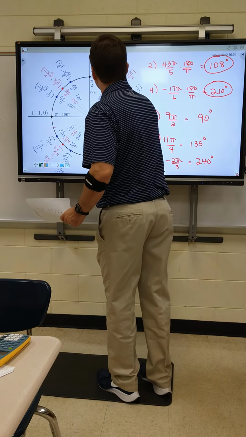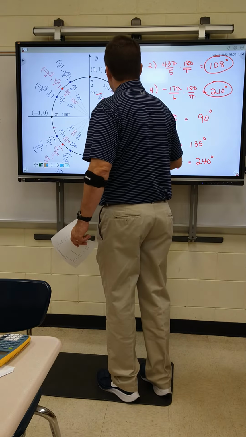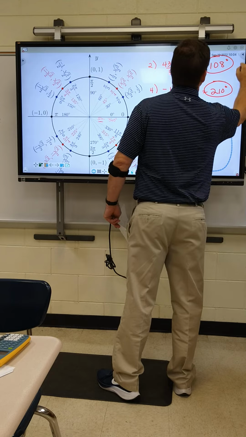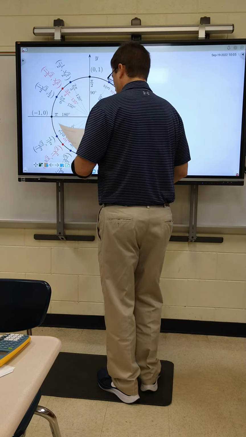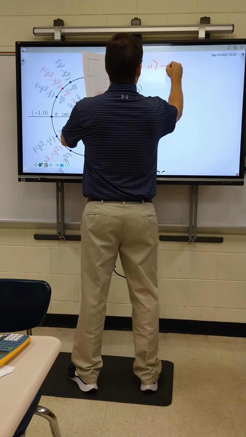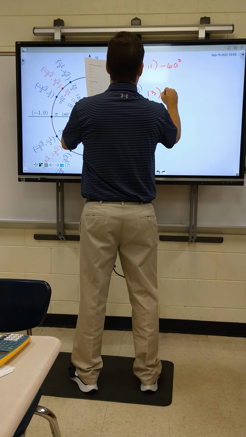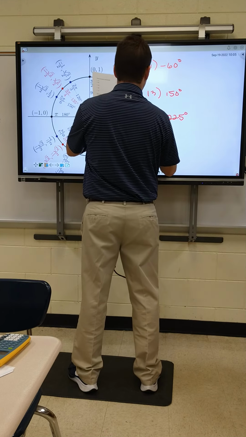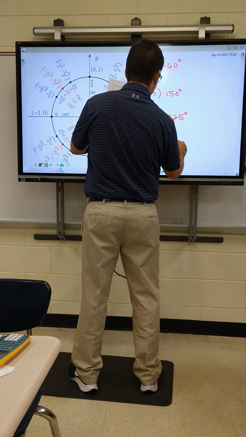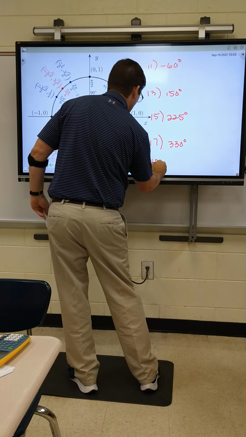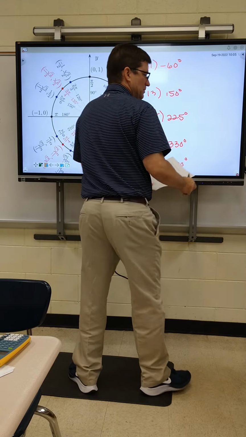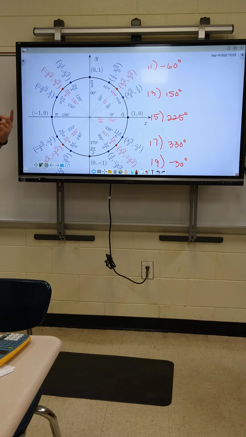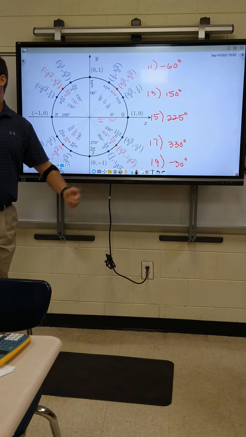Still going to use our unit circle. Number 11, I got negative 60 degrees. 13, I got 150 degrees. 15, I got 225. 17, I got 330 degrees, 19, negative 30. All right, so we gotta find a reference angle for negative 60. First step, find where negative 60 is on the circle.